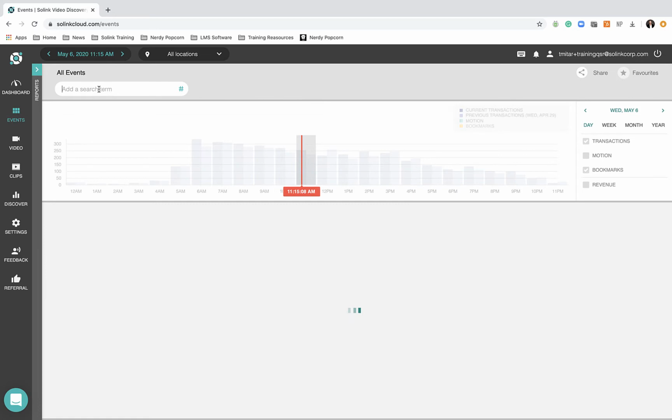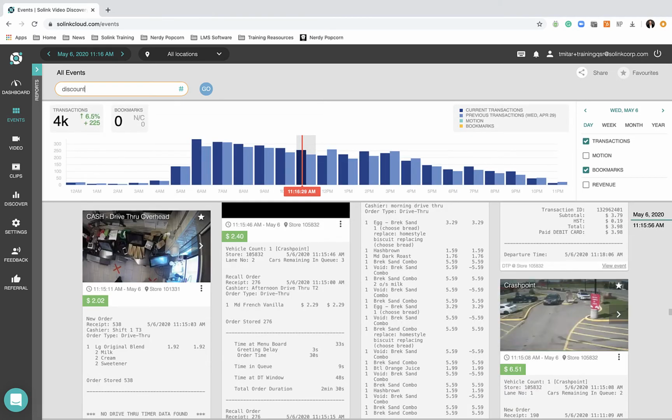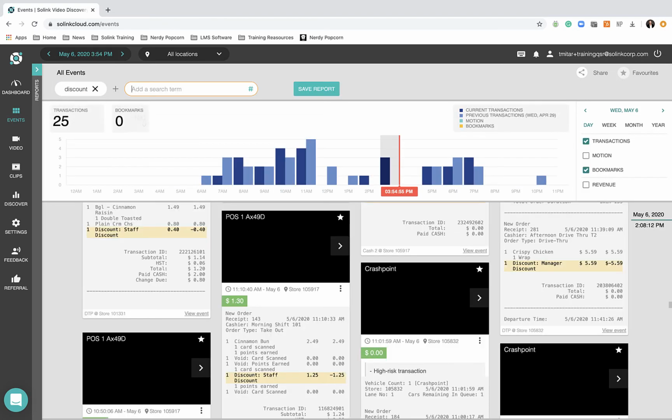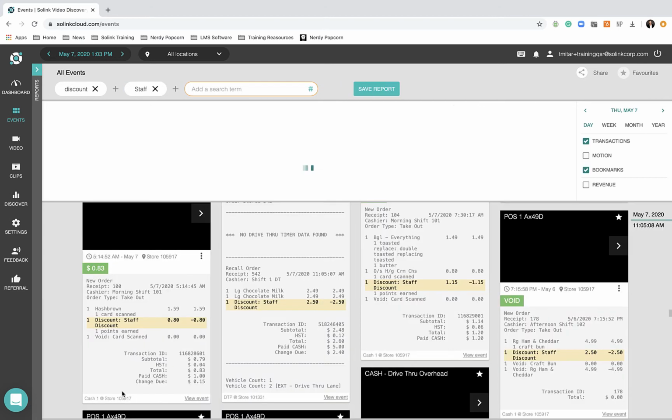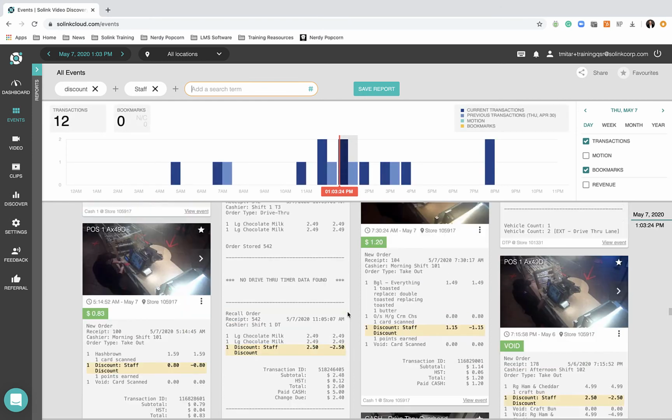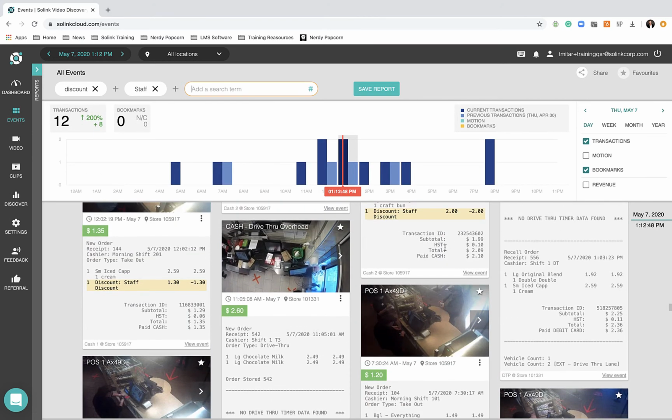Another good example of this, if I type in the word discount, we'll typically see quite a few different discounts when we just search the word discount. And right off the bat, we can see that we have staff discounts and manager discounts. So right away, I know that if I want to filter down to only my staff discounts instead of seeing my manager discounts as well, I need to include the word staff. And when I do that, sure enough, I'm left with only the transactions that include the term discount : staff.